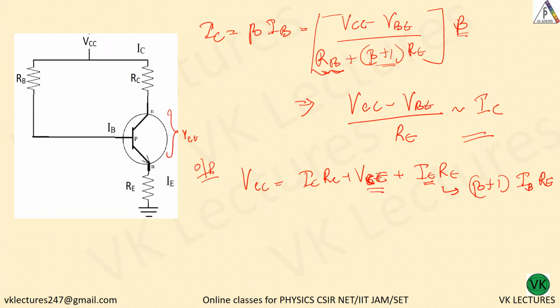So what do we want? VCE. VCE is equal to VCC minus IC RC. Now this IC, what is this IC? Beta times IB, beta times IB RC, minus beta plus 1 into IB into RE.